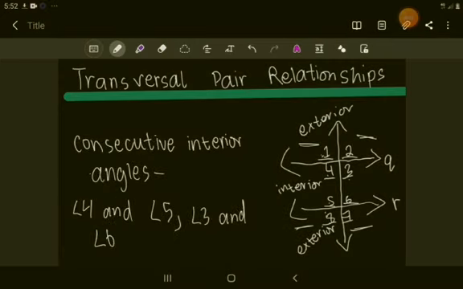Consecutive interior angles. Consecutive interior angles are interior angles that lie on the same side of the transversal. So, the examples are angle 4 and angle 5. They're on the same side of the transversal as you can see. And angle 3 and angle 6 are also on the same side of the transversal. Pretty easy, right? So far.